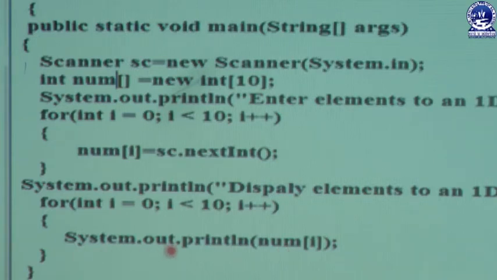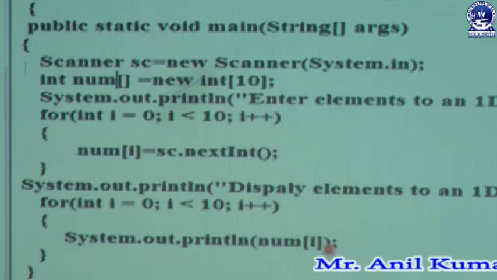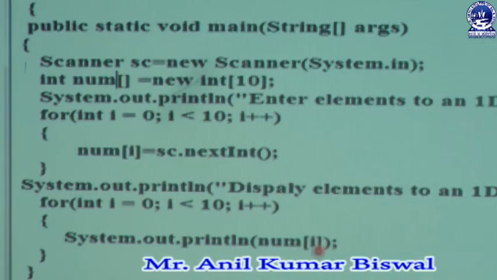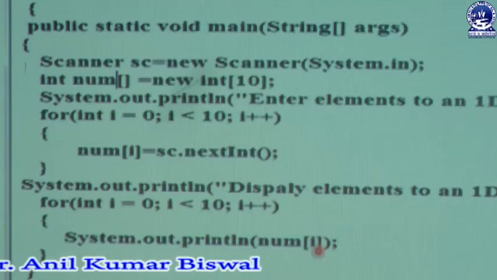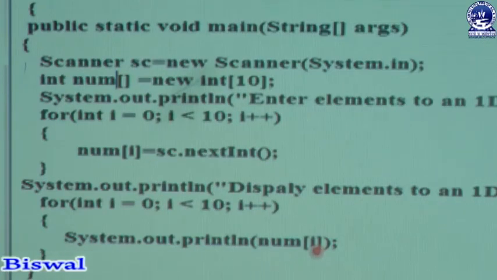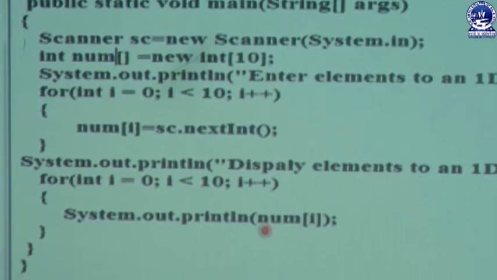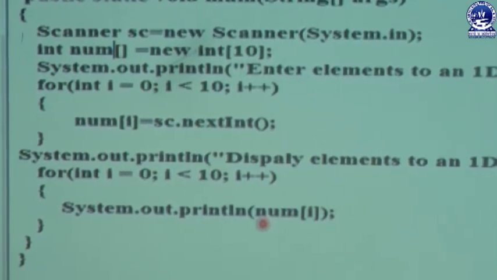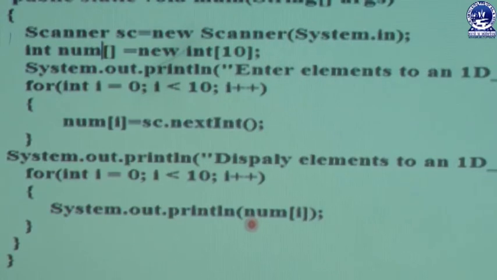Then System.out.println norm[i], where the subscript i means the reference, the location or index position. For i equal to 0, the norm location 0 has an element that may be 10, that may be 20, whatever constants you stored in that array, we can display sequentially. So we get the 10 elements at the end of that program.